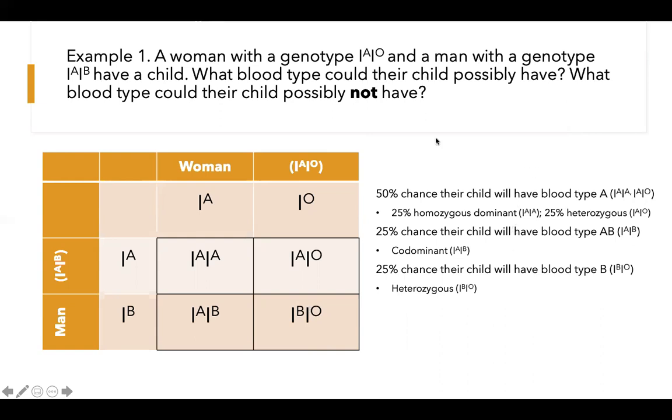And then that question, what blood type or phenotype could their child possibly not have? Well, they're not going to have blood type O, because in any case where you have a parent with blood type AB and you have a cross, it's not possible to have blood type O because of that co-dominant trait. These will both take over, and they will not allow blood type O to show.